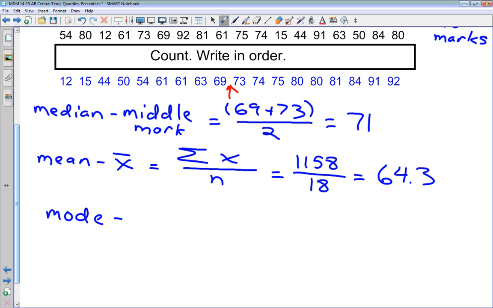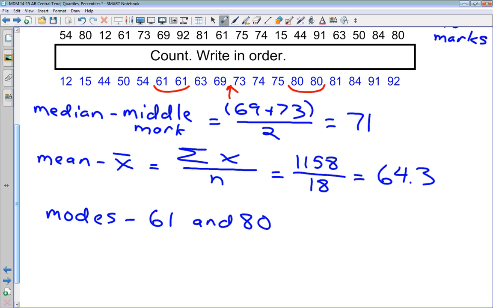Our mode is the value that occurs most frequently in our list. And this is another good reason to write them in order, because when you write them in order, you can easily pick out ones that are the same, that are reoccurring. So we have got 61 occurring twice, and we have got 80 occurring twice. So we have not one mode, but two modes, 61 and 80. So if there's more than one mode, we just list all of them there.